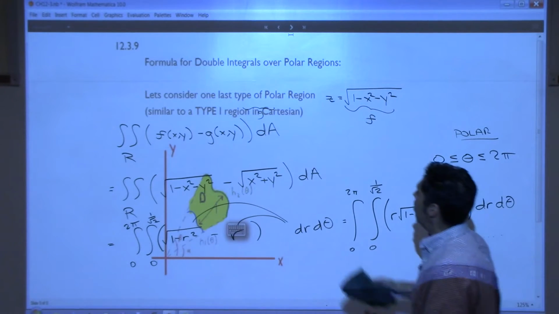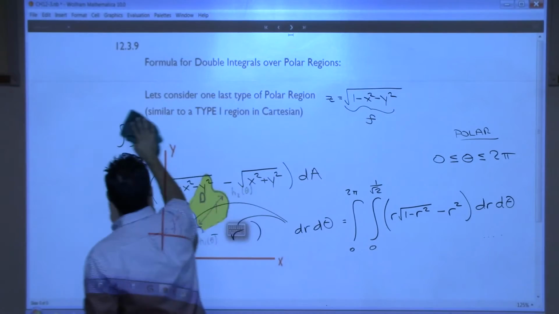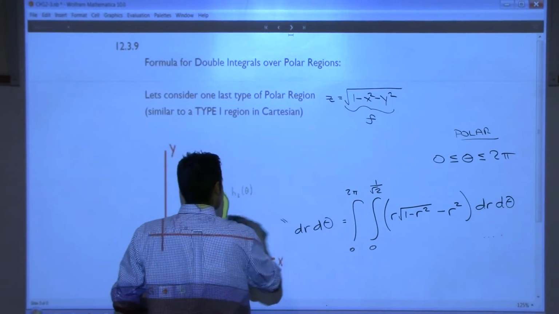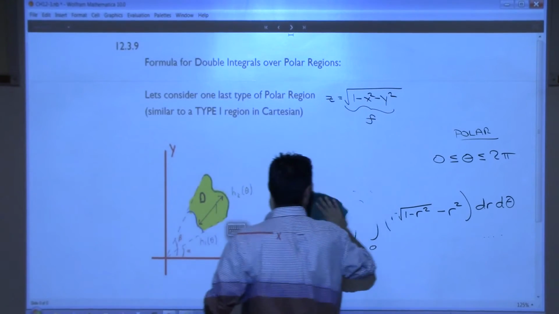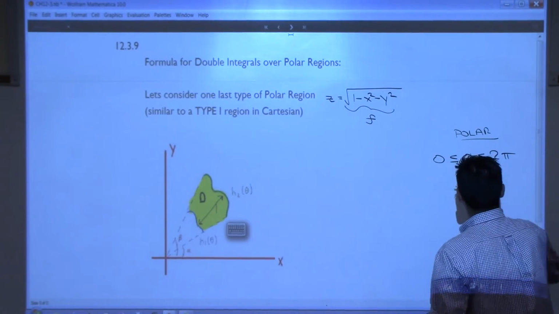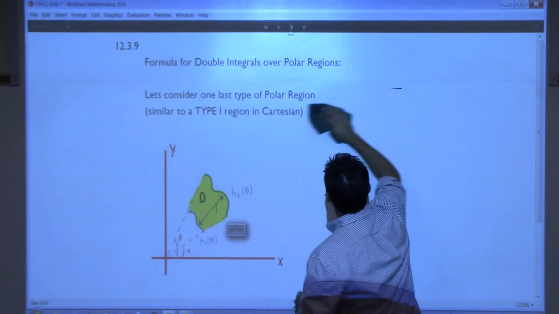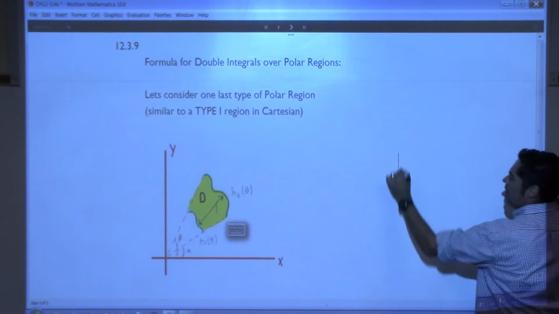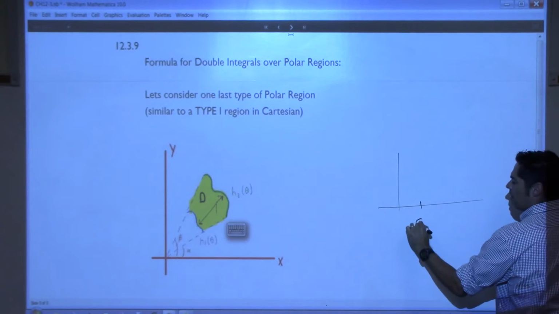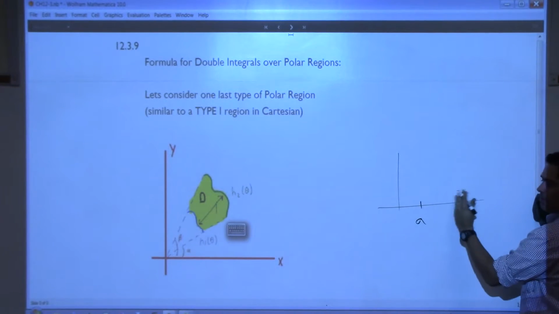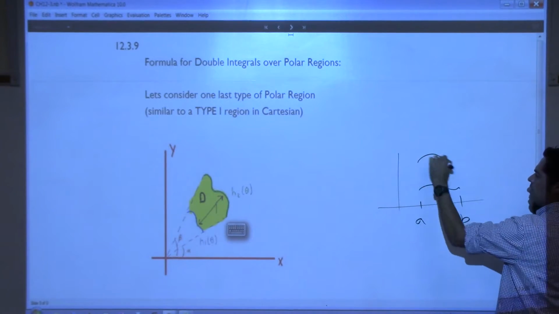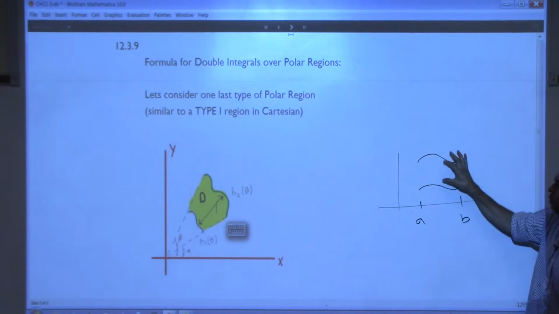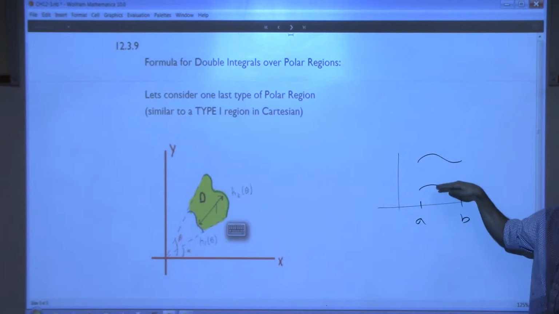All right, we have one last type of thing we're going to look at in this section, and we're not going to get too heavy into it. I just want you to know it's there. The idea of a type 1 region in Cartesian said that we're going to stick our x's between two constants, and our y values will be stuck between two functions. So as your x changes, your y values may vary between two functions, right?